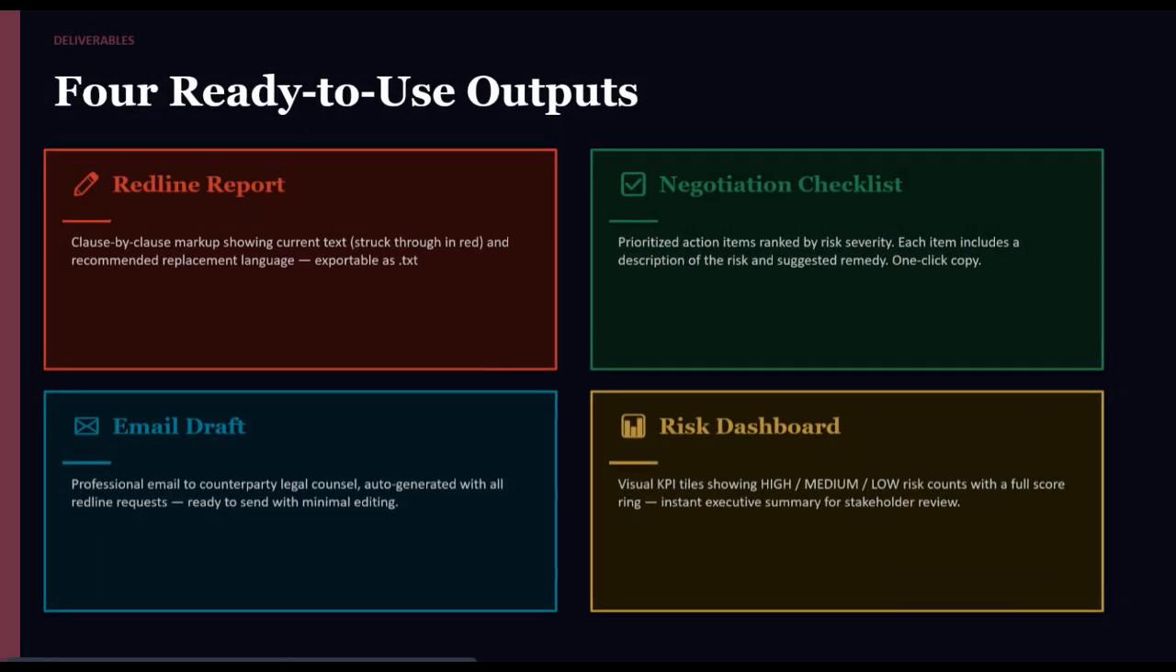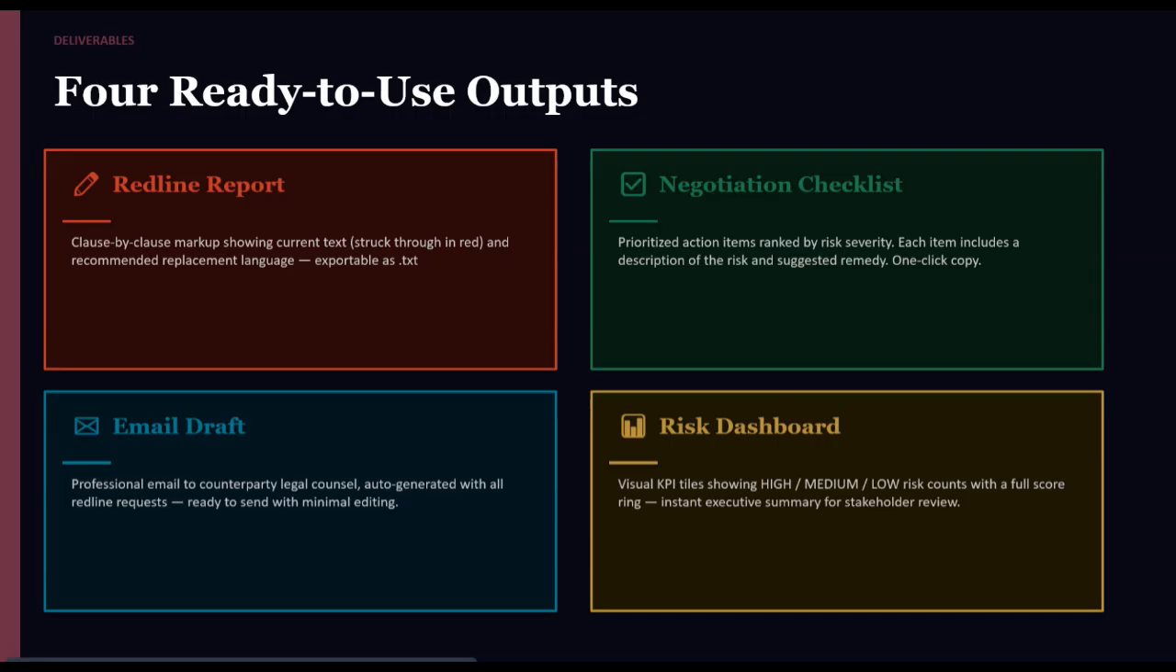So these are our 4 ready-to-use outputs. You have the redline report, which involves clause-by-clause markup showing current text struck through in red and recommended replacement language, exportable as a text document. Then a professional email to counterparty legal counsel, also generated with redline requests, ready to send with minimal editing.